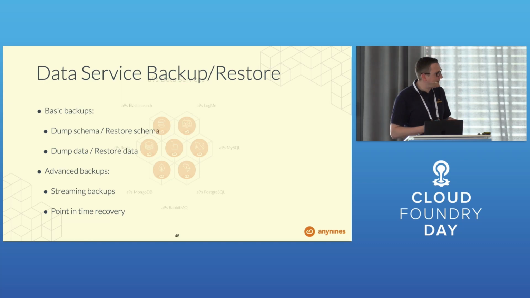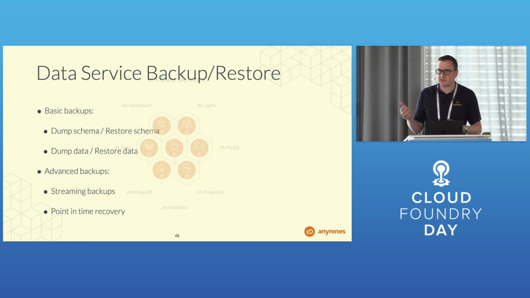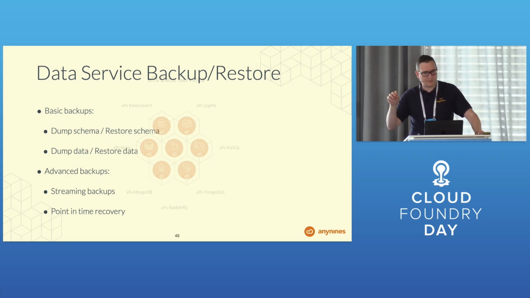The most basic way to do backups would be to dump the schema and restore the schema. For example, RabbitMQ. Depending on how you use RabbitMQ, it could be an in-memory use case where all you want to do is just get the message queues replicated and have them set up in the same way they were in the source system. But with databases, you also want to transfer the data. And the most simple approach would be to take a dump and restore the dump.